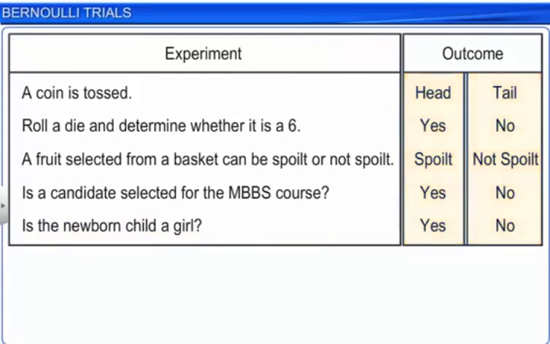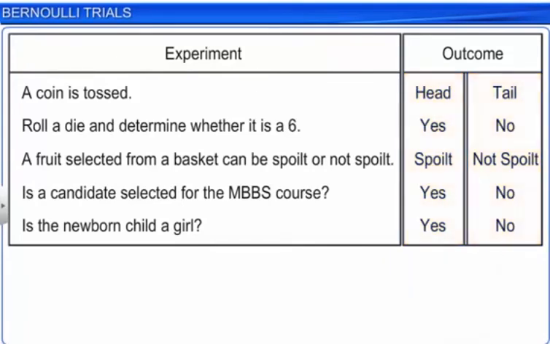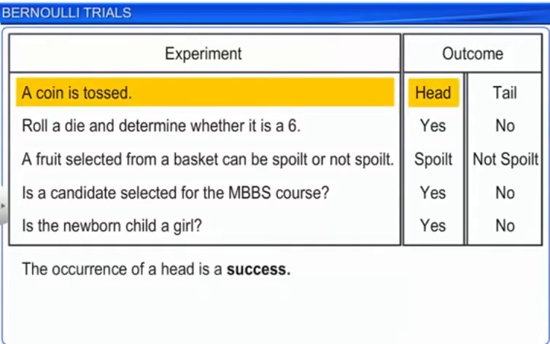Let one of the outcomes be called a success. For convenience, the happening or occurrence of a trial is considered a success. Similarly, the other outcome is considered not a success or a failure. For example, in the first experiment of tossing a coin, if the occurrence of a head is considered a success, then the occurrence of a tail is a failure.